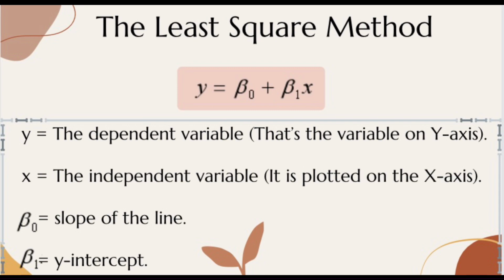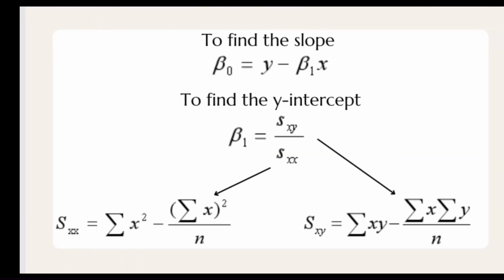And this is the formula: y equals beta 0 plus beta 1 multiplied by x. I will explain this formula. y is the dependent variable, which is the value that depends on something else, and it is plotted on the y axis. x is the independent variable, and it is plotted on the x axis. Beta 0 represents the slope of the line, and beta 1 is the y-intercept. So we move to the calculations.